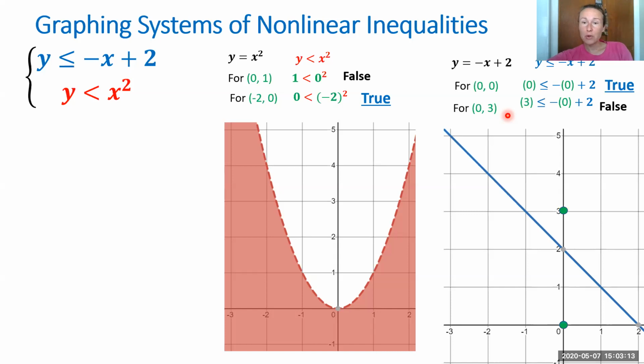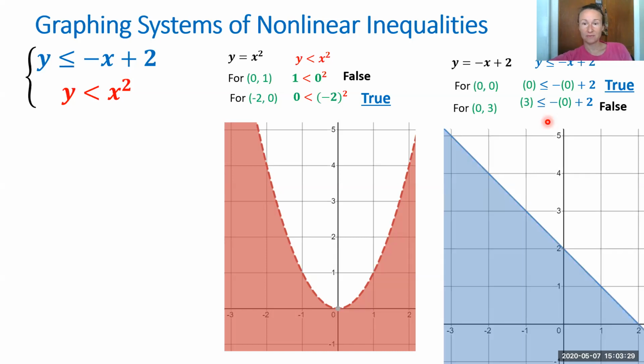For (0, 0), we get that it makes our original inequality true, okay? For (0, 3), we find that it makes our original inequality false. So we shade in our graphs accordingly.